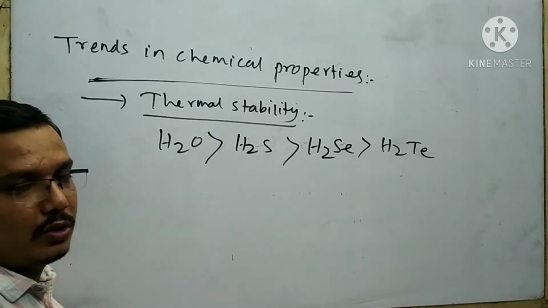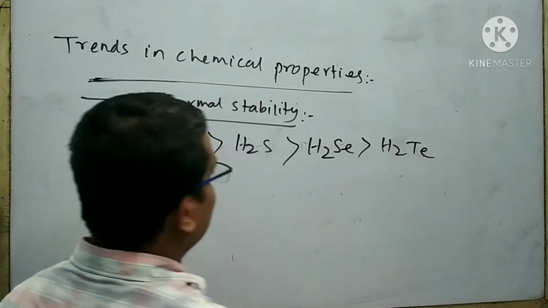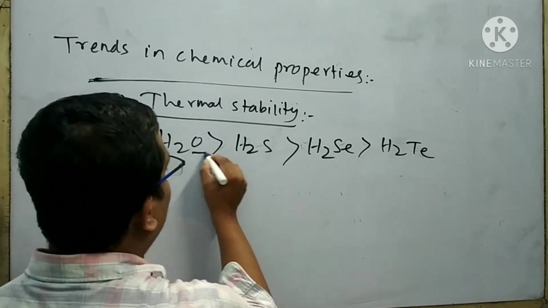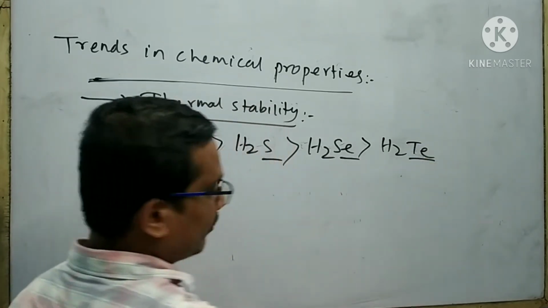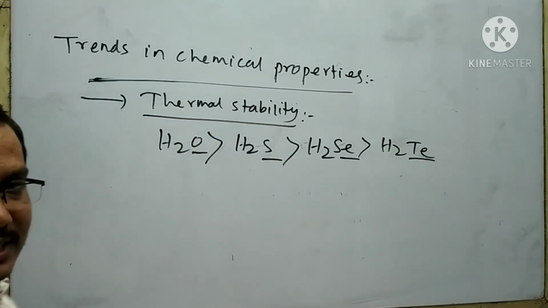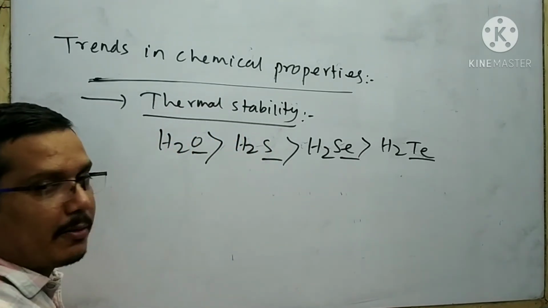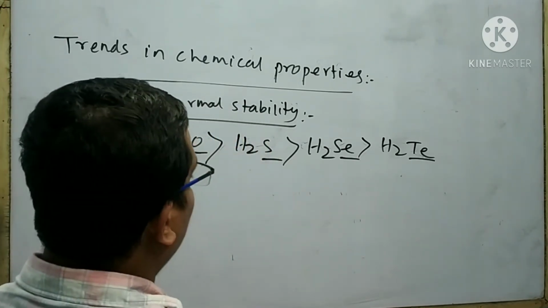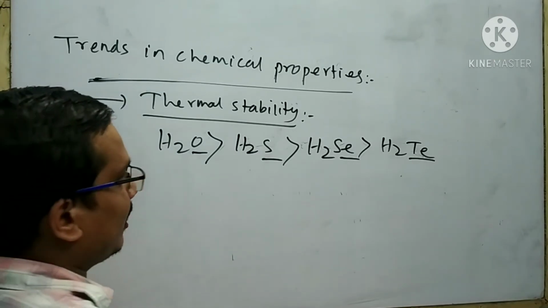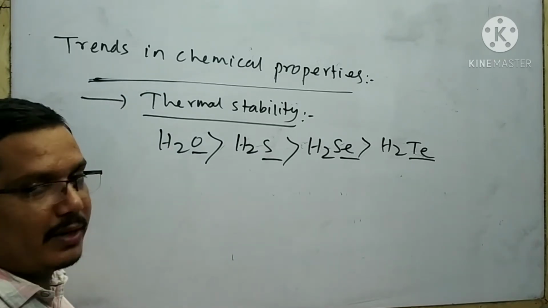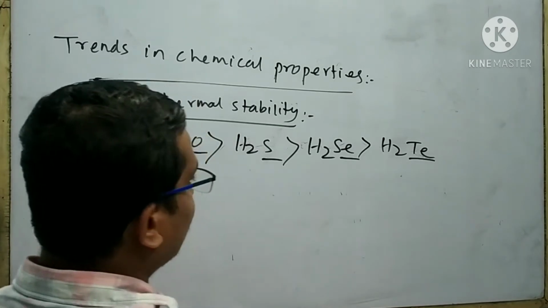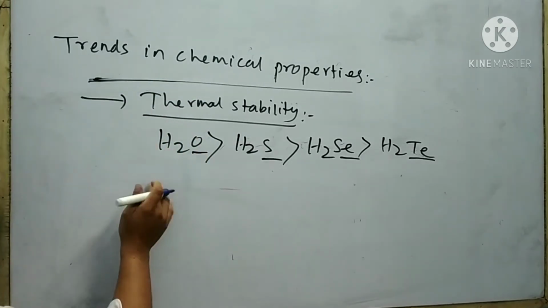This is due to the increase in the size of the central atom. With increasing size of the central atom, the covalent bond strength decreases. That's why the thermal stability also decreases.